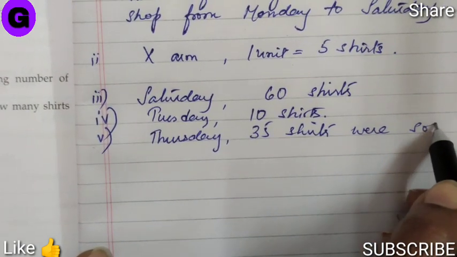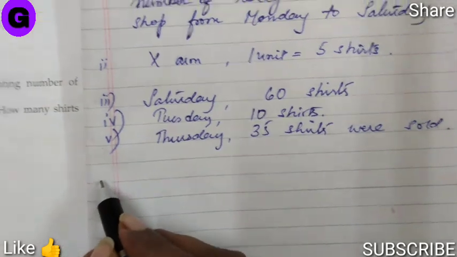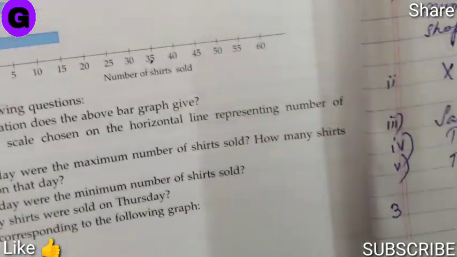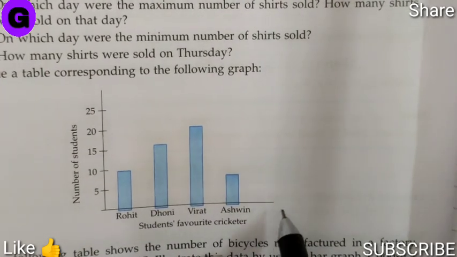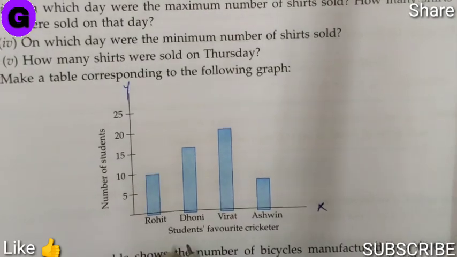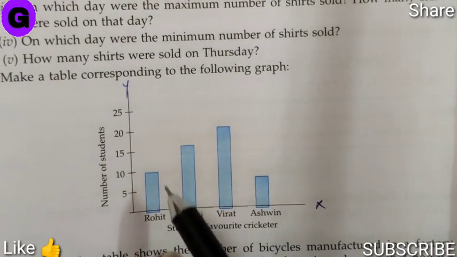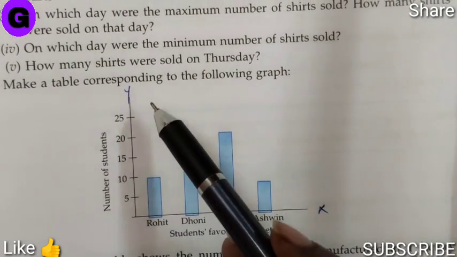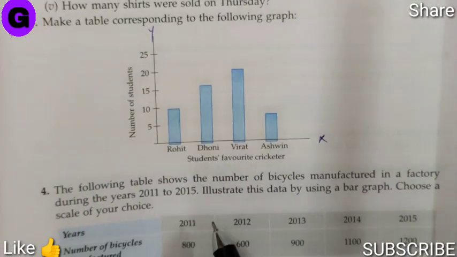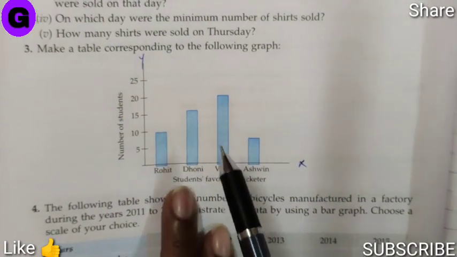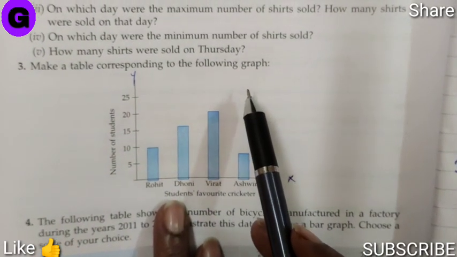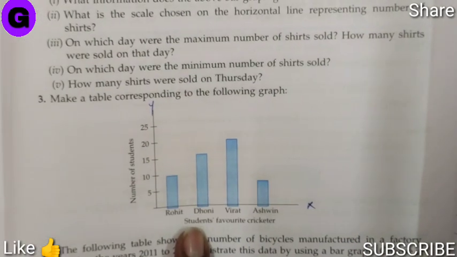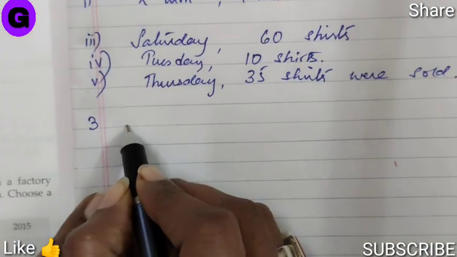Now question number 3. Follow the bar graph given in the book. This is the x-axis and this is the y-axis. On x-axis we have the student's favorite cricketer's name, and on the y-axis is the number of students. So here we have to make the table corresponding to the following graph. So let us do so in the copy.